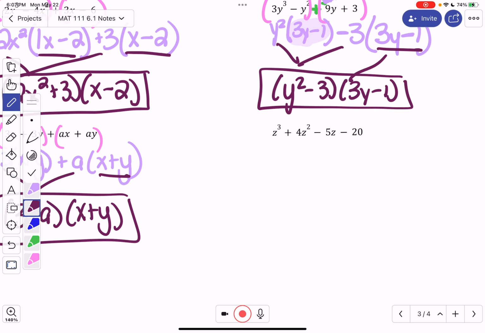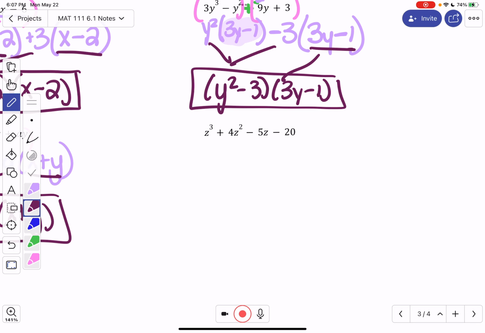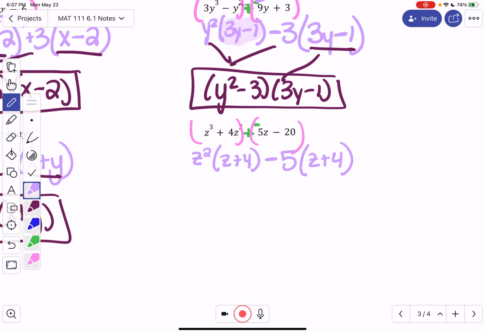All right, let's try another one here. There is no greatest common factor. They're already in order, 3, 2, 1, 0. We do need to make the middle positive. Now I do my parentheses, my greatest common factor. So I'm left with z plus 4. Take out negative 5, so I'm left with z plus 4. Rewrite. Z squared minus 5, z plus 4.